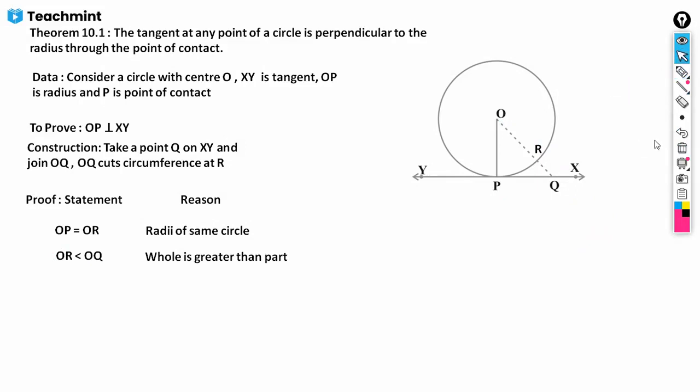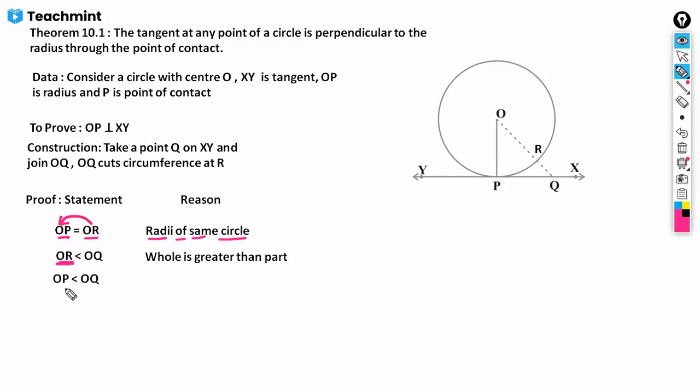See the next step. What we have taken here in place of OR is OP. We have proved that OR is equal to OP. Why OR is equal to OP? Because they are radii of the same circle. In place of OR, I have substituted OP. See, nothing else I did. Where OR was, I wrote OP, because we already proved OR is equal to OP. So what did I write? OP is less than OQ.